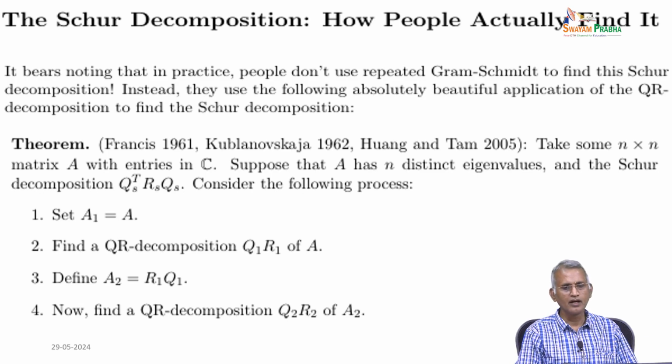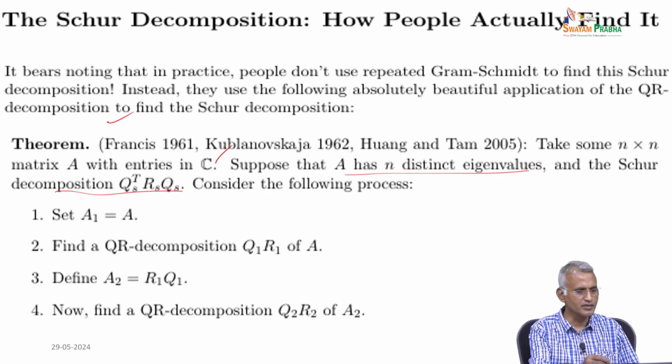Now, the people actually find the Schur decomposition. So, do not use repeated Gram-Schmidt to find the Schur decomposition. Instead, they use the following absolutely beautiful application of QR decomposition to find the Schur decomposition. So, the theorem takes some n cross n matrix A with entries in C. Suppose A has n distinct eigenvalues. So, the Schur decomposition is Q_S transpose R_S Q_S.